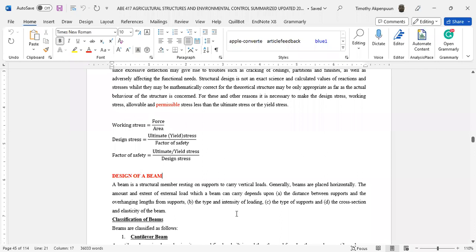Beam design. I hope you are seeing my screen. Yes, sir. All we can see.